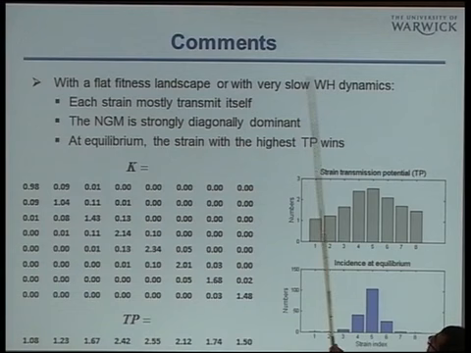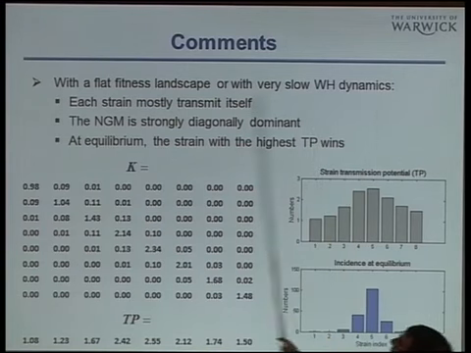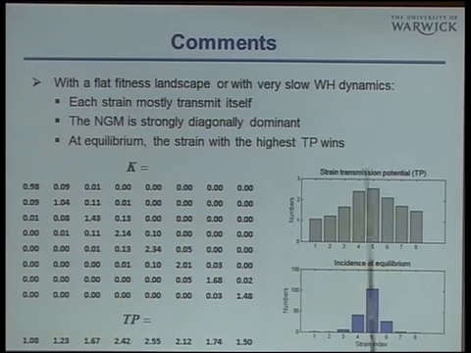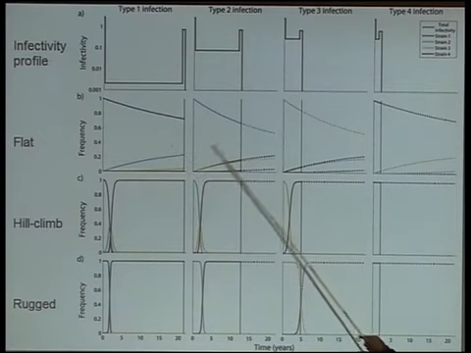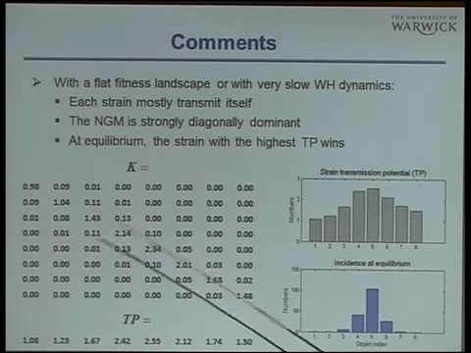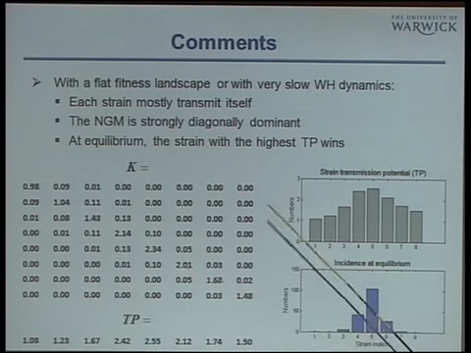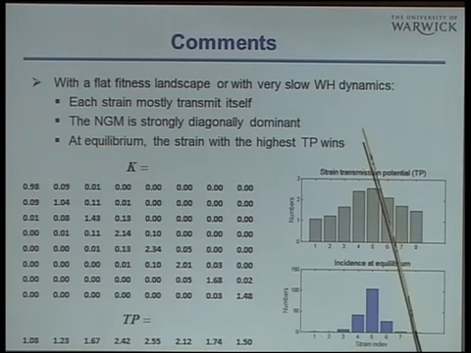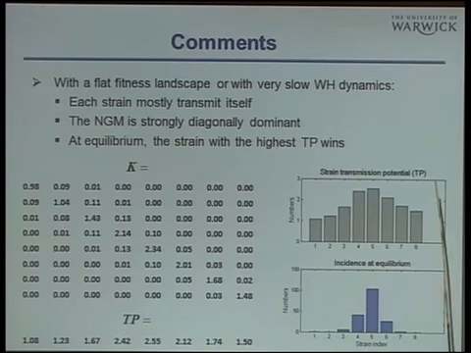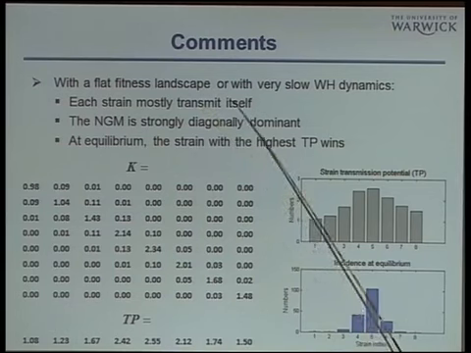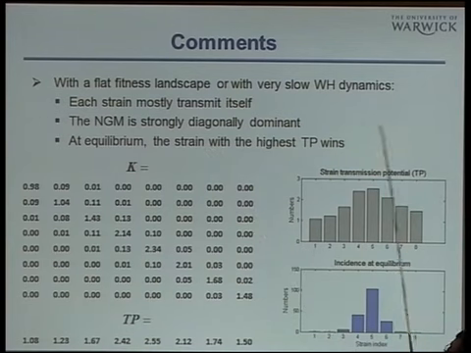So with a flat fitness landscape or very slow within host dynamics, each strain mostly transmits itself. If you look at the picture here, basically throughout your infectious life, you are very likely to transmit the same strain you got infected with. And this means that the next generation matrix has large elements along the diagonal. And your mutation rate is approximately 1 per 1,000? My mutation rate is 5 times 10 to the minus 5. So each strain mostly transmits itself. The next generation matrix is strongly diagonally dominant, and at equilibrium, the strain with the highest transmission potential wins.